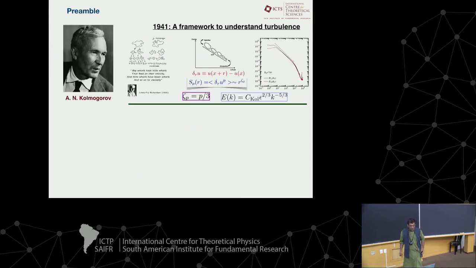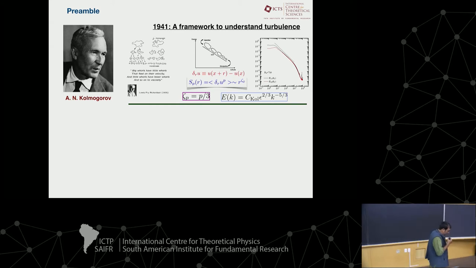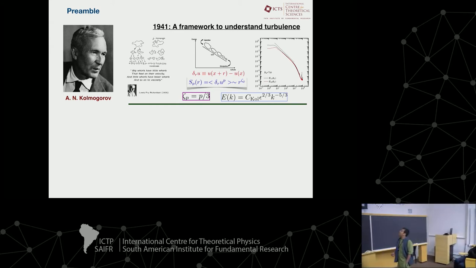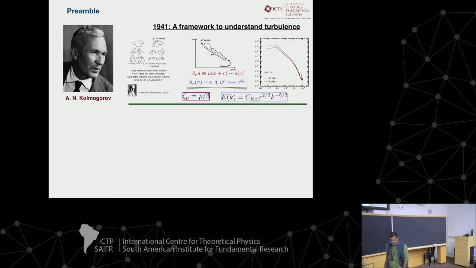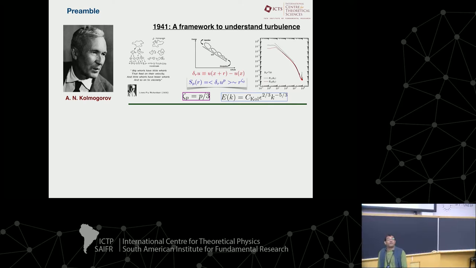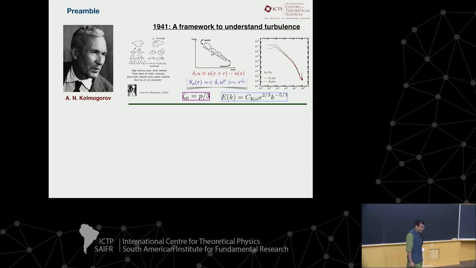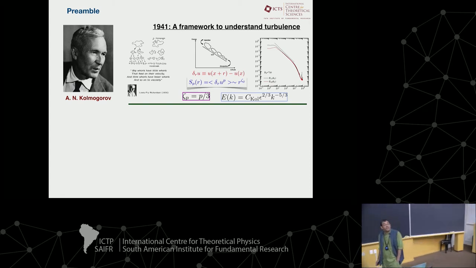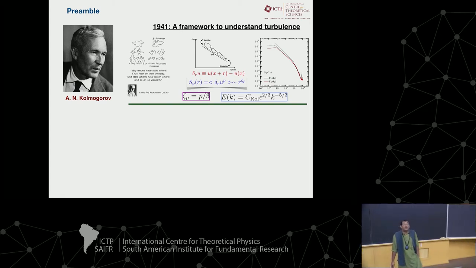All right. In general, the study of homogeneous isotropic turbulence goes back to the framework of Kolmogorov in 1941. Within that framework, one of the things that came out was that the kinetic energy distributed across scales in turbulence follows a certain law, popularly known as the K minus 5/3 law.